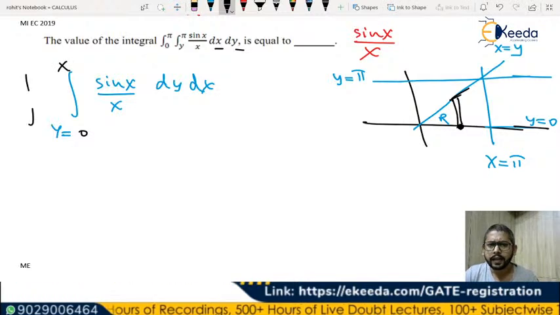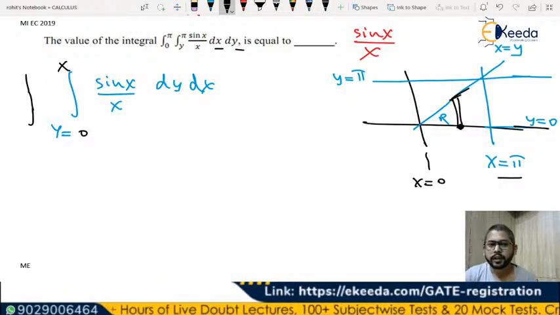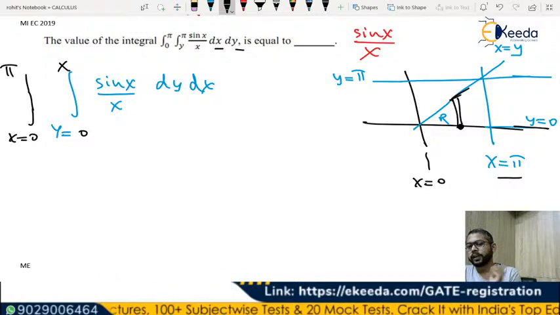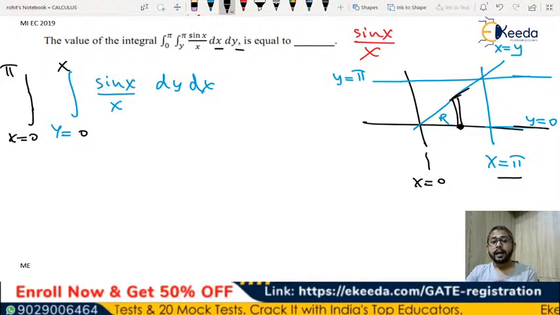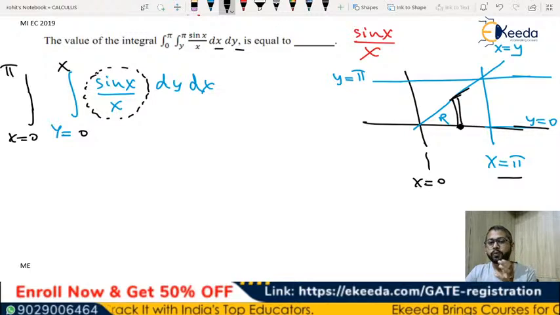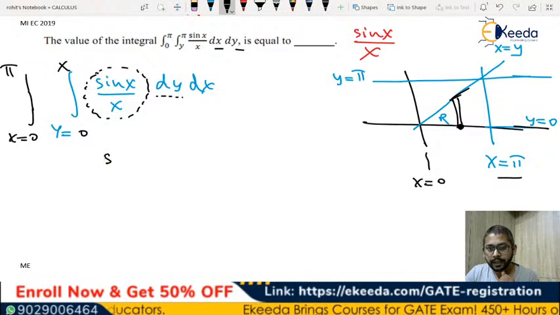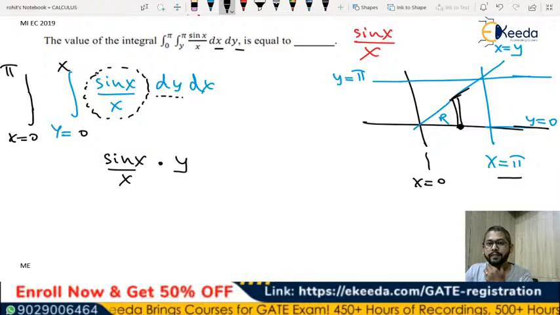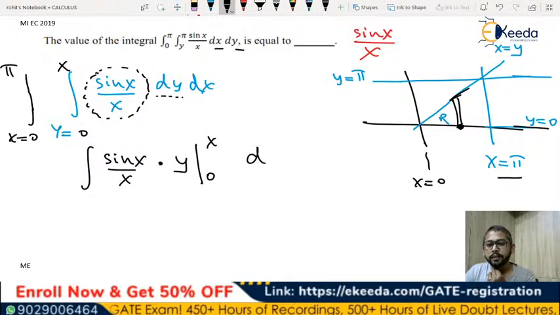So I'm writing x, and the limits for x will be x is equal to 0 to pi. Right? Now you can do the integration. Why? Because this sin x by x is a function of x, and this entire thing can be treated as constant or fixed when you are integrating in terms of y. So what will be the integration? First integration will be sin x by x into y, because dy will give you y, the limits are 0 to x, and then you have to integrate in terms of x.